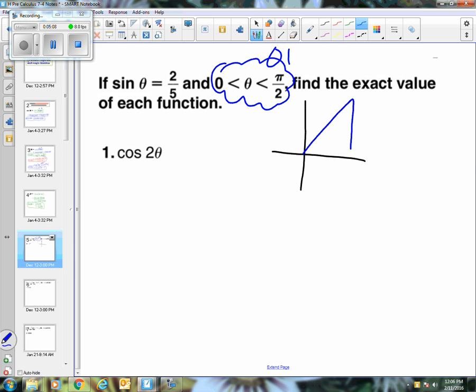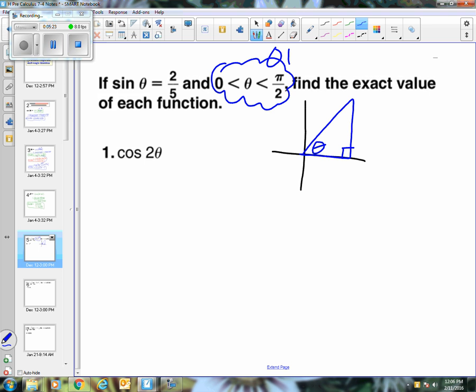Why do I care about the quadrant? Well, as you move from quadrant to quadrant, what can change? The signs, right? X and Y change signs. So when you substitute in ratios, you'll have to be keeping track of, is it a positive or a negative? So it's really important you pay attention to the signs.